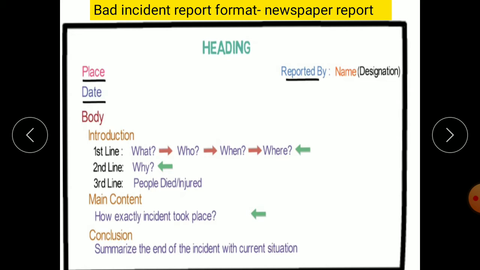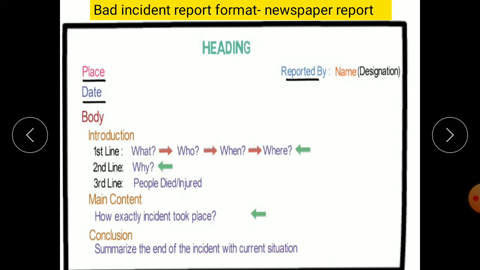So now here we have some of the format. Here is the bad incident report format, the newspaper format. Here we can say these are not magazine reports. Then you have to give the heading. A catchy heading should be there. Then in the right hand corner you have to mention the reported by and the name or the designation which you have just been given in the question. In the left hand you have to place two things, that is the place and date. And place and date will come in the newspaper report, not in the magazine, right?